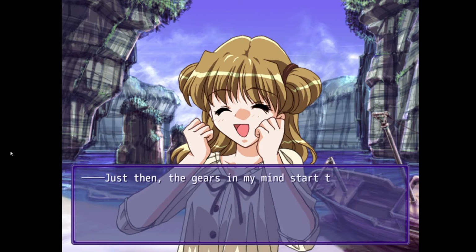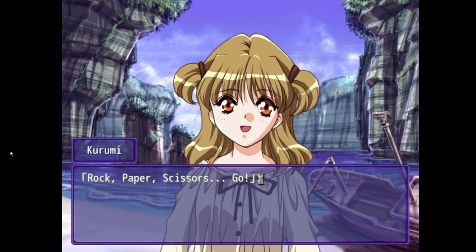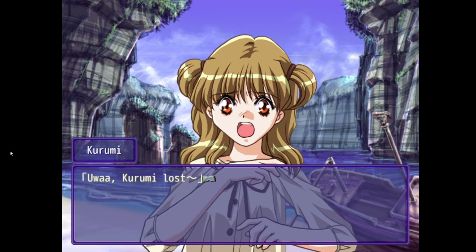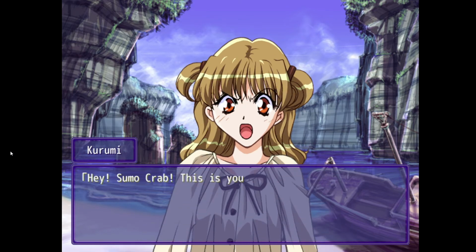Ready, set. Just then, the gears of my mind start to whirl ultra fast. Last time Kurumi used scissors. Yes, that's right. Kurumi extended the crab she was holding. If that's the case, then she'll probably do the same thing now. When she shouts this, I stick out my firmly clenched fist. Naturally, Kurumi has stuck out the crab. Kurumi lost?